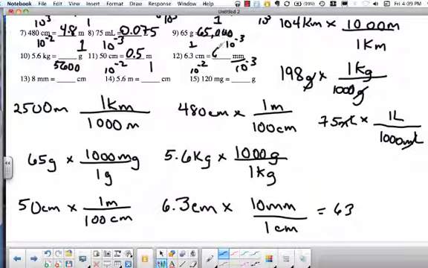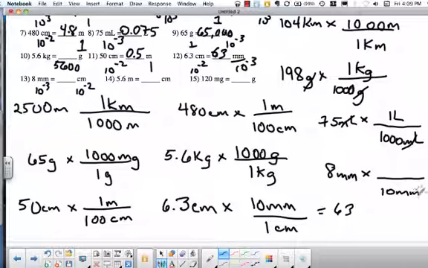10 to the minus 3, 10 to the minus 2. Okay, so 8 millimeters. I want to get rid of millimeters, and that 10 stays with the smaller. So this time it goes on the bottom. I am just flipping the same conversion factor because I'm going in the opposite direction, and my answer here is 0.8.